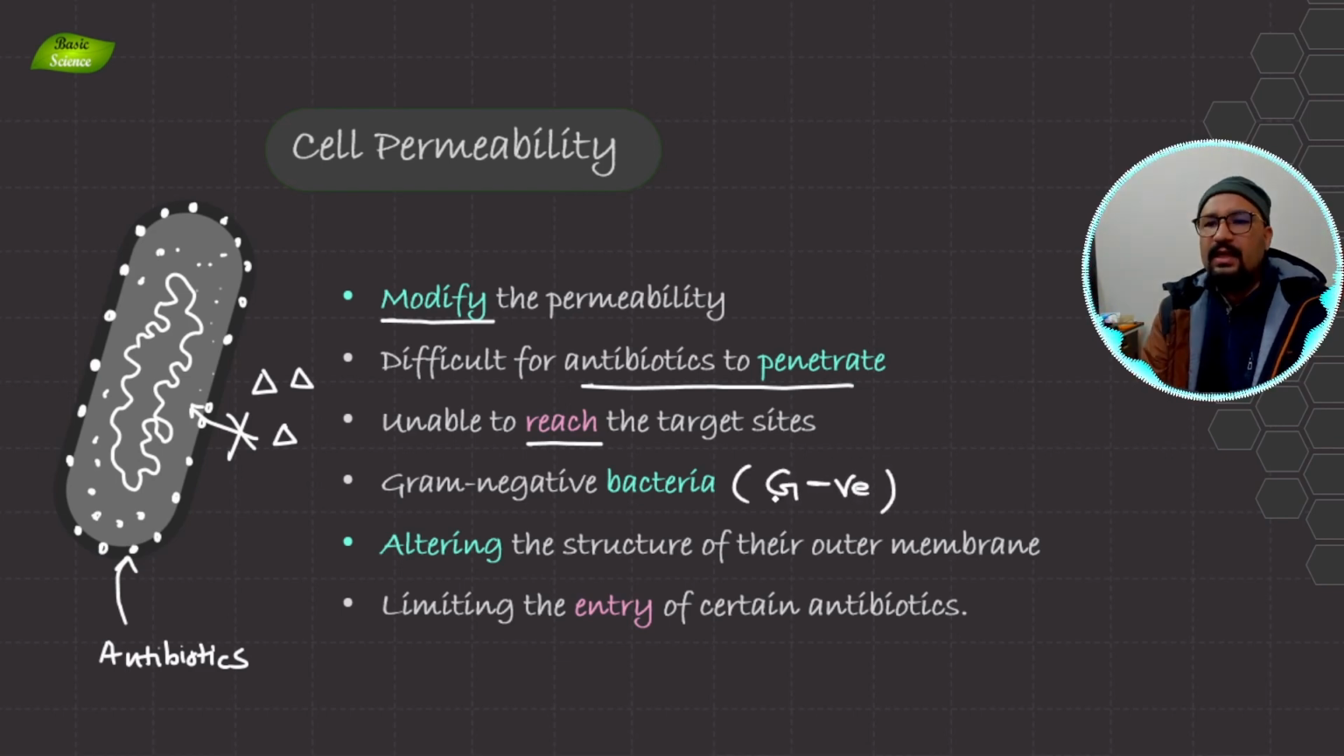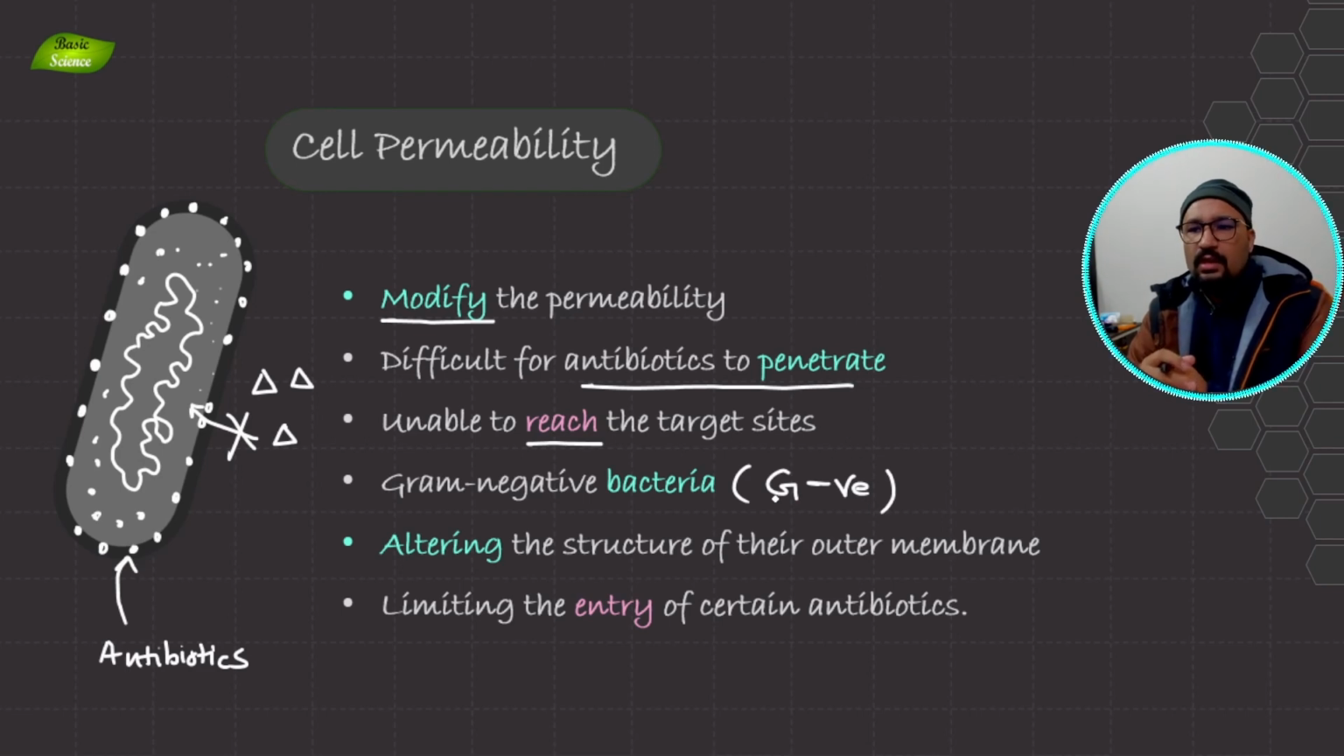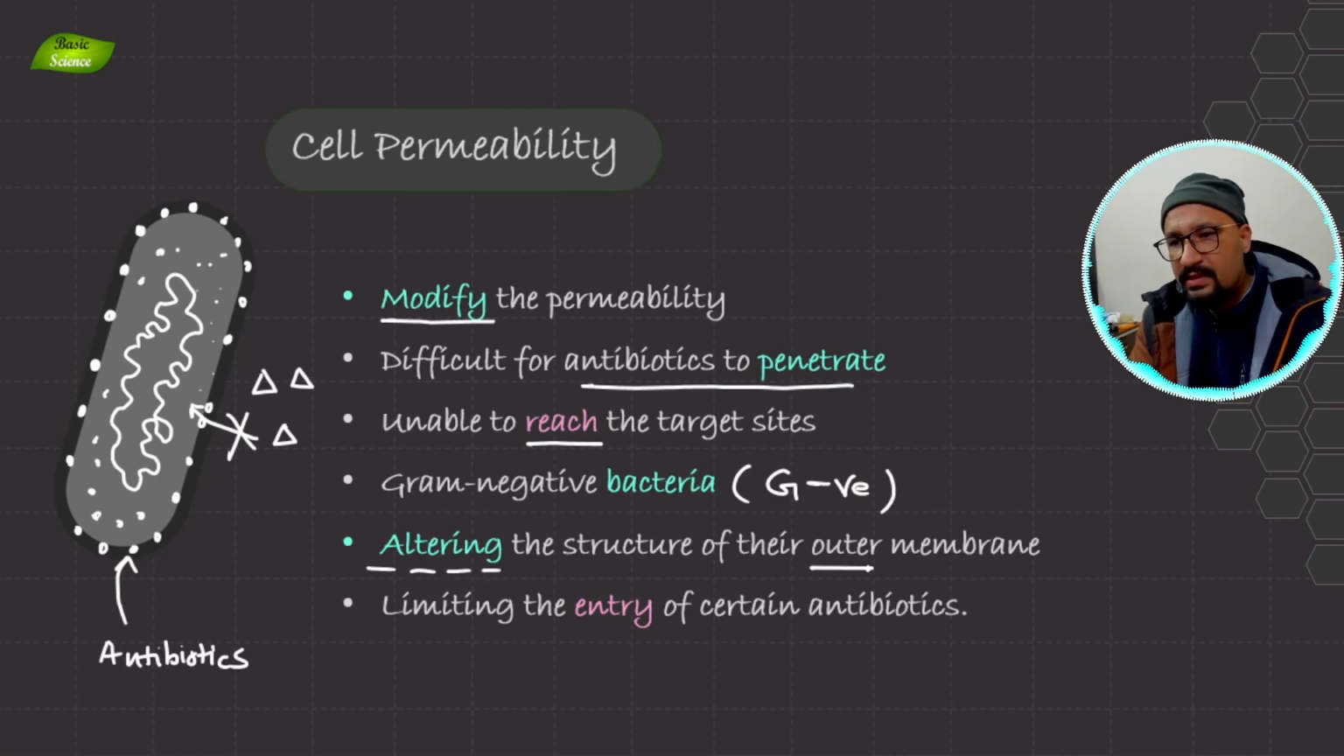bacteria. Gram-negative bacteria are known to change the cell wall of the bacteria by this mechanism, by modifying the permeability. What is the mechanism? It alters the outer membrane. That is the first target, because the outer membrane is the membrane which is exposed to the environment. If there is a change in that membrane, what will happen? Antibiotics will not be entering into the system, limiting the entry of the antibiotics, right?